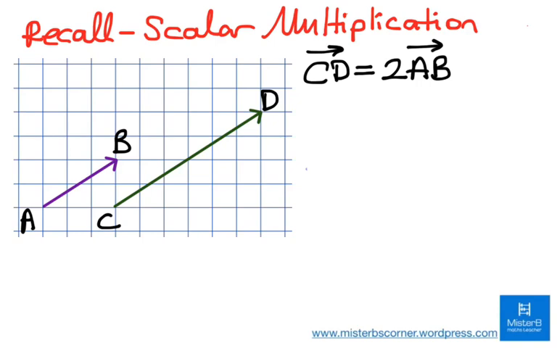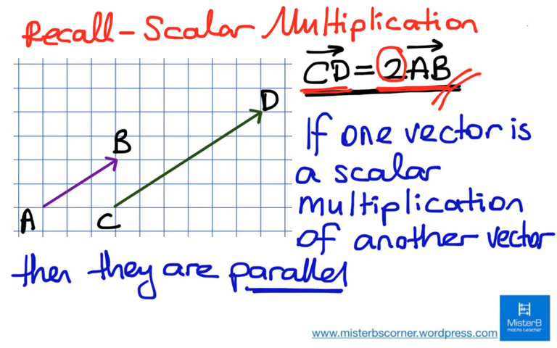So, I cleaned up the figure now, and I would like to show you this. If we have this relation between two vectors, CD equals 2 times AB, this number 2 could be anything. It could be a fraction, it could be a bigger number, right? But it doesn't matter. If we have one vector expressed as a scalar multiplication of the other, then we can say that these two vectors are parallel, so they don't intersect.